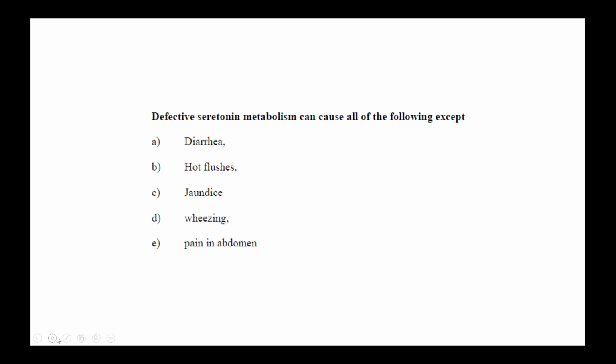You have answered option C, that is jaundice. That is the correct answer. All the other symptoms are observed during serotonin metabolism defect. It can lead to diarrhea, hot flushes, wheezing, and pain in the abdomen.